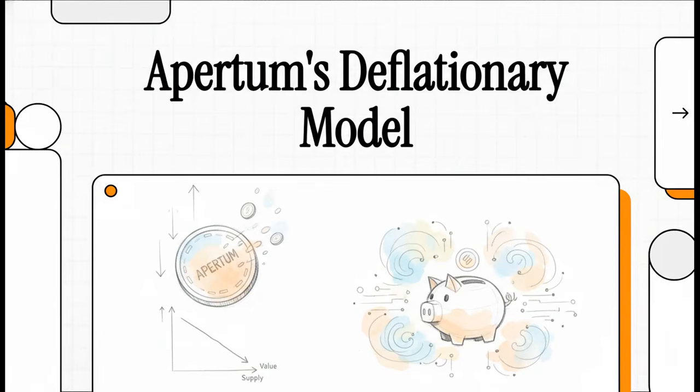You hear this term thrown around a lot in crypto: deflationary by design. But what does it actually mean? Well, today we're going to dig into the official documentation for a token called Apertum to break down their economic model and see exactly what's behind that very claim.